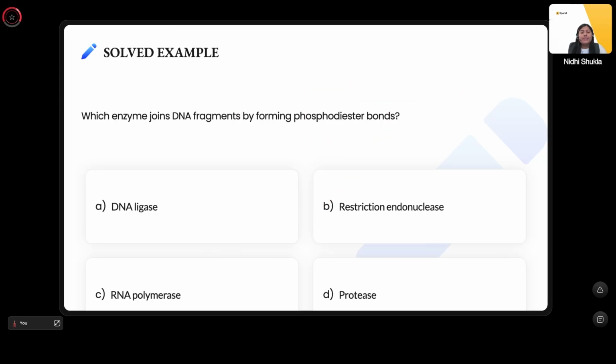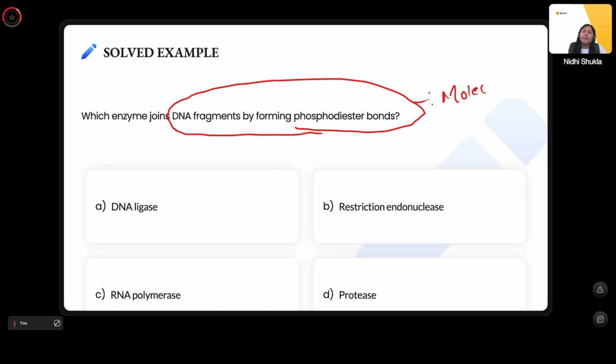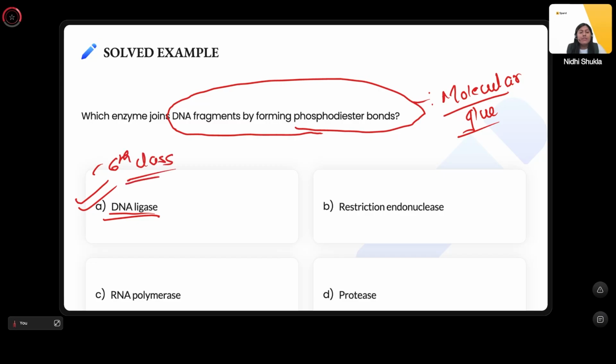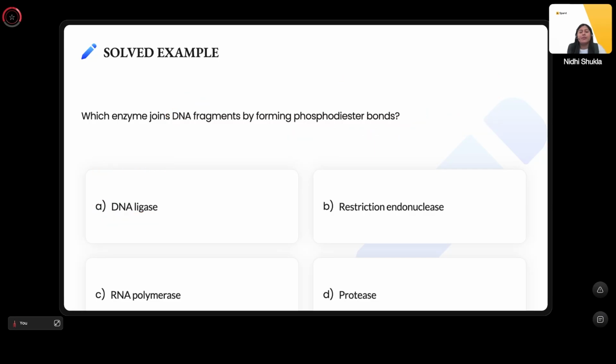Which enzyme joins DNA fragments by forming phosphodiester bonds? Okay. This enzyme is also called molecular glue. You can very well understand why it is molecular glue because it is doing the work of joining two separate DNA fragments. And which enzyme is this? It is your DNA ligase. Hence, your option A is going to be correct. And always remember, DNA ligase belongs to the sixth class of enzymes. There are a total of 6 classes of enzymes, and it belongs to your last class, the ligases.